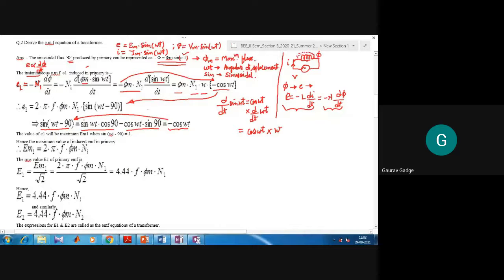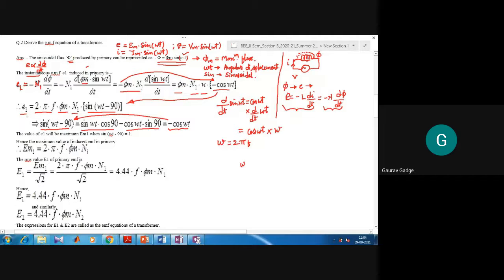So now what I am getting is omega. Now what is omega? I just write it here. Omega is twice pi f. So you just see twice pi f into phi m into n1 into sin of omega t minus 90. So this is the expression for E1.